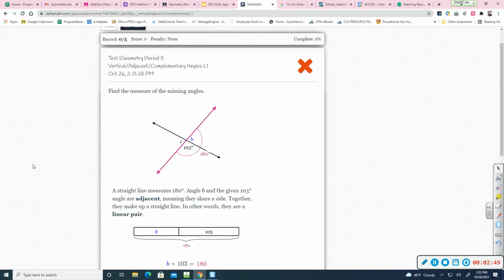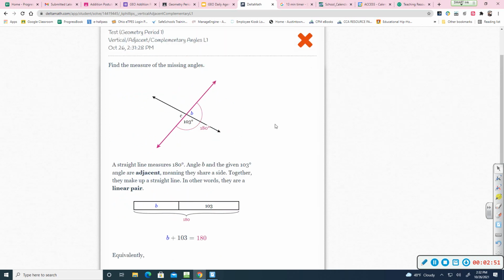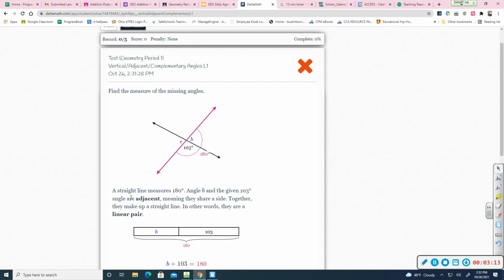So in this second section, you're going to have to identify the angle relationships, so you need to know the definitions, and then you need to know what that means about the measures of the angles. So vertical angles are congruent. Complementary angles have a sum of 90. Supplementary angles have a sum of 180. Linear pairs also have a sum of 180 degrees. So that's how you do section 2.